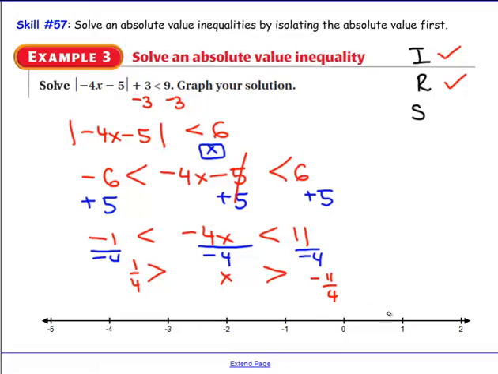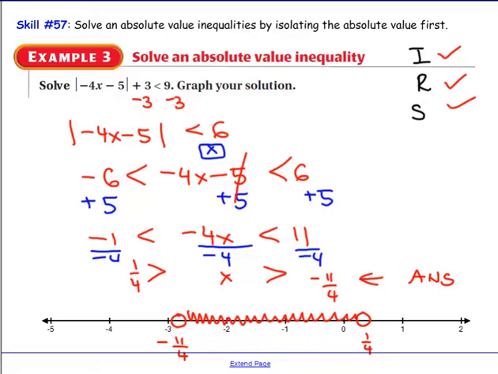So 1 over 4 is our largest number, so it's right here. And then negative 11 over 4 is our smaller number, and this is going to be a number that's almost negative 3. And x is going to be everything in between. So we solved. This is our answer, and then this is our graph.